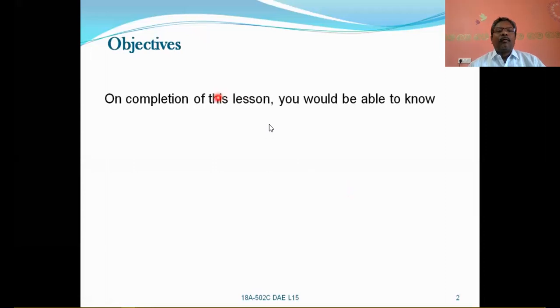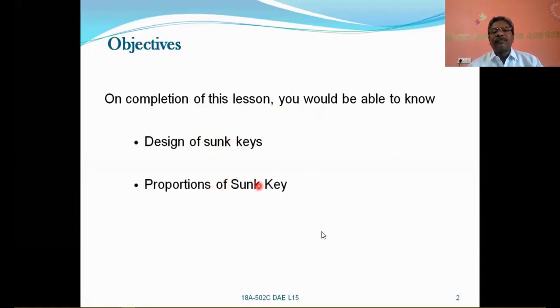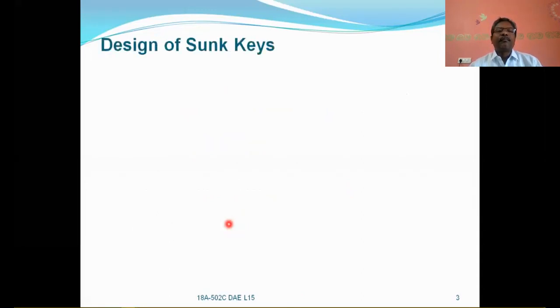So, objectives of this lesson. On completion of this lesson, you would be able to know the design of Sunk keys, proportions of Sunk keys, and also how to solve some of the problems. So first of all, the design of Sunk keys.